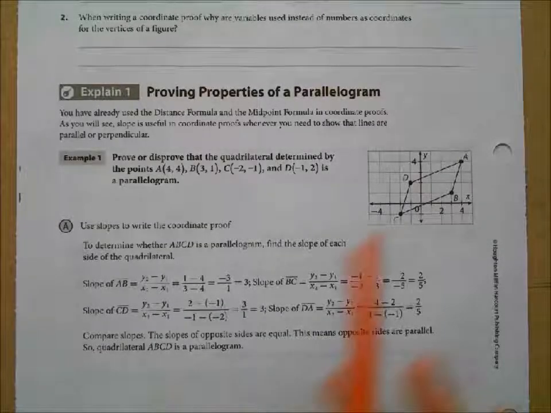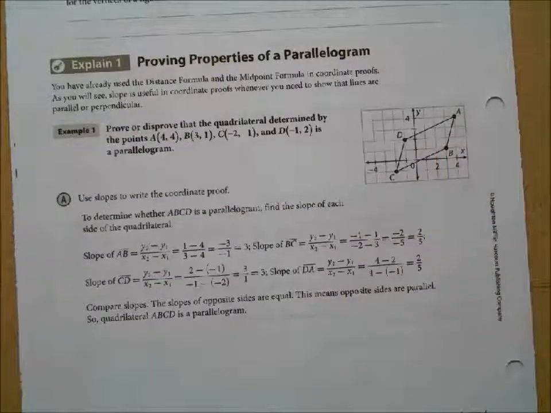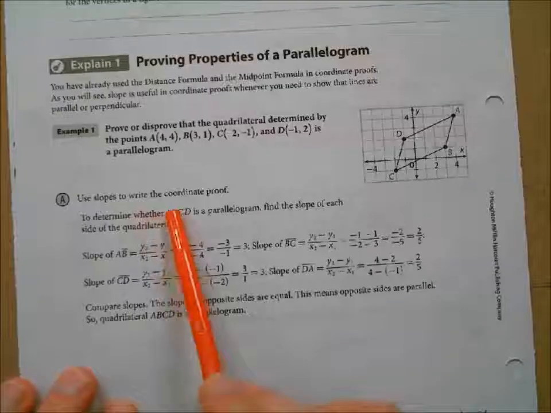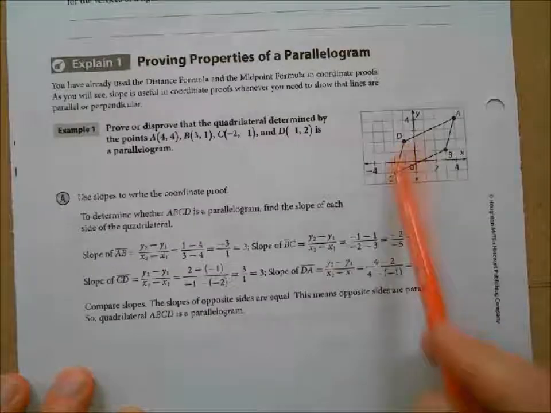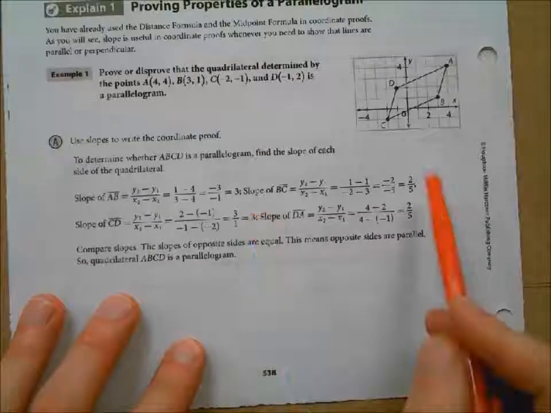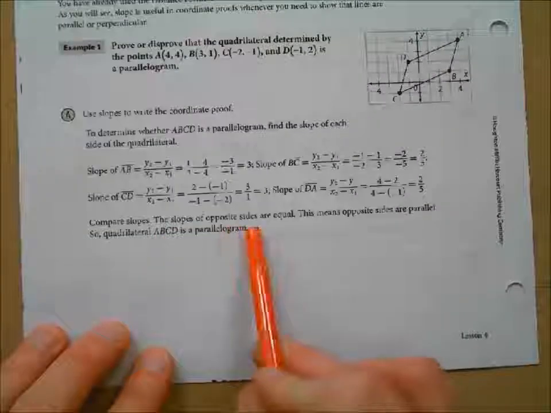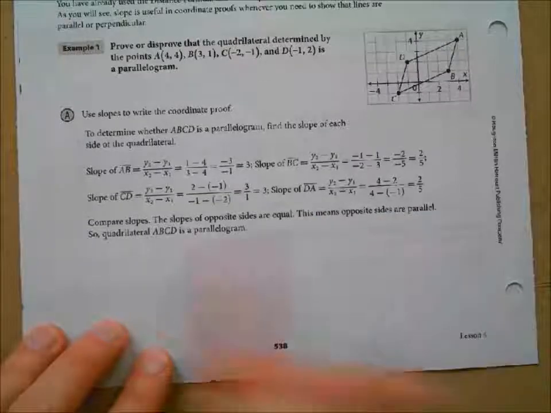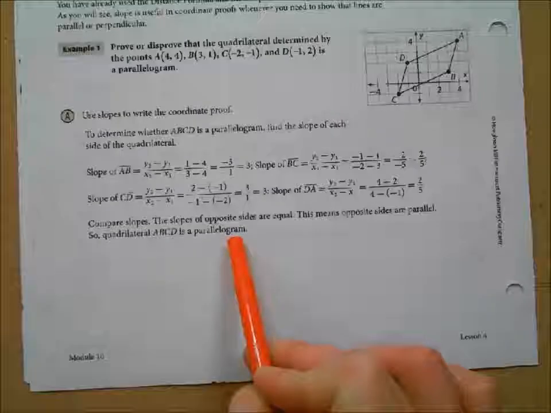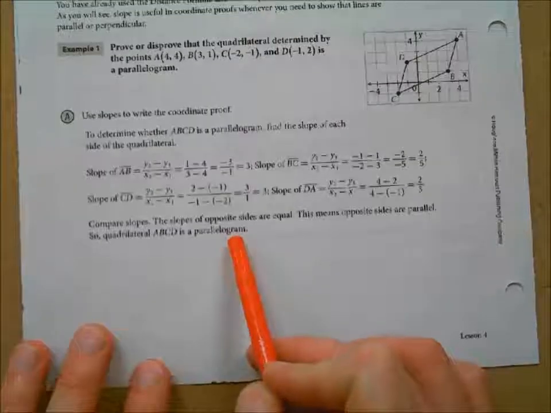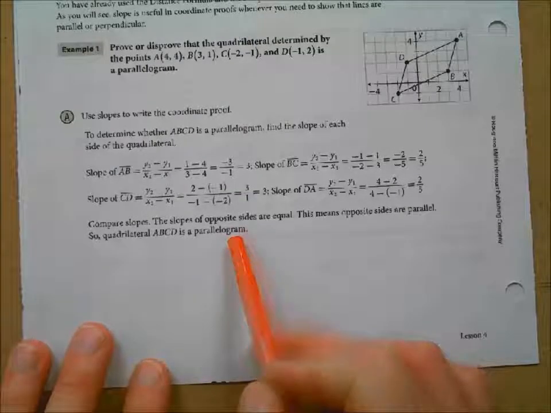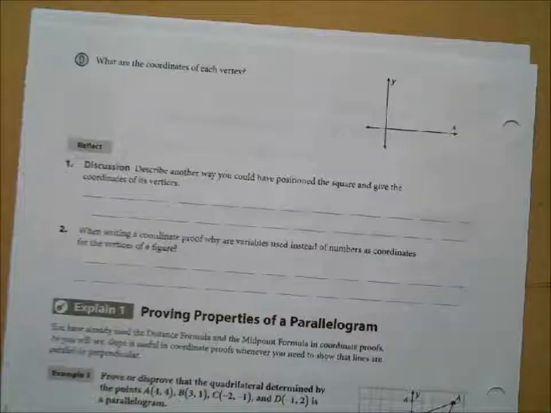So, letter A, option 1 here. One option, right, is to use slopes to write the coordinate proof. And so you can see they find all the slopes here. They get 3 and 3 and 2/5 and 2/5. So opposite sides are parallel. The slopes of opposite sides are equal. So this means opposite sides are parallel. So quadrilateral ABCD is a parallelogram, right? Bing, bang, boom. Very easy. All right. So there's that. We know how to do that, though.